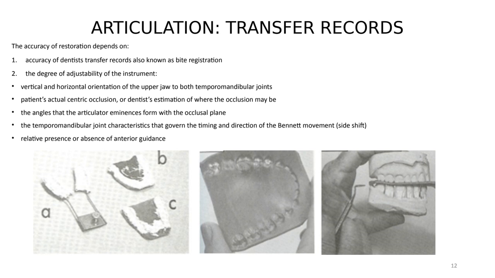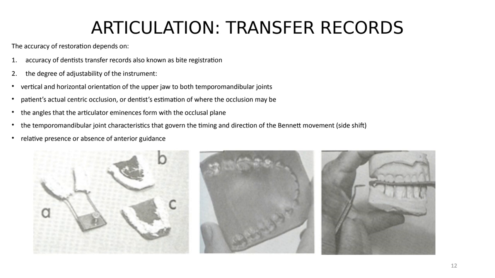So we have to know that the patient is in crossbite. If we don't know that, if we don't have a bite registration that presents that feature of the patient, how are we going to mount the case correctly? The angles that the articulator emanates from each form with the occlusal plane. So again, we're talking about the condyle and also the degree. For the semi-adjustable articulator, we usually use the average measurements of the condyle and the incline plane and all that fun stuff.